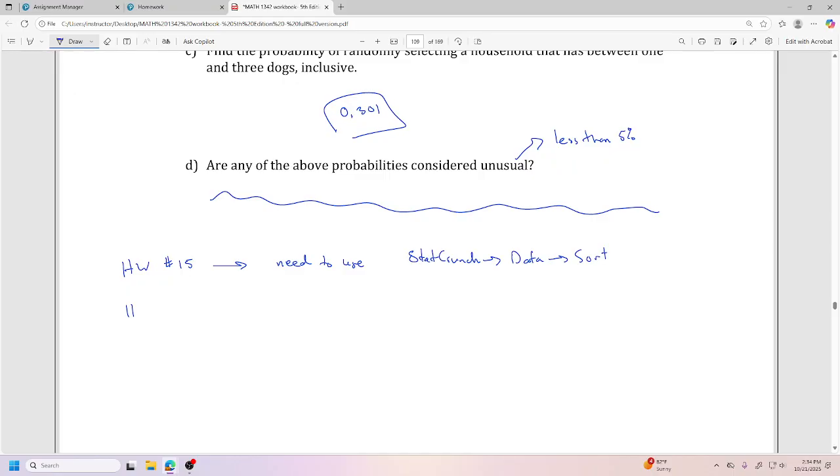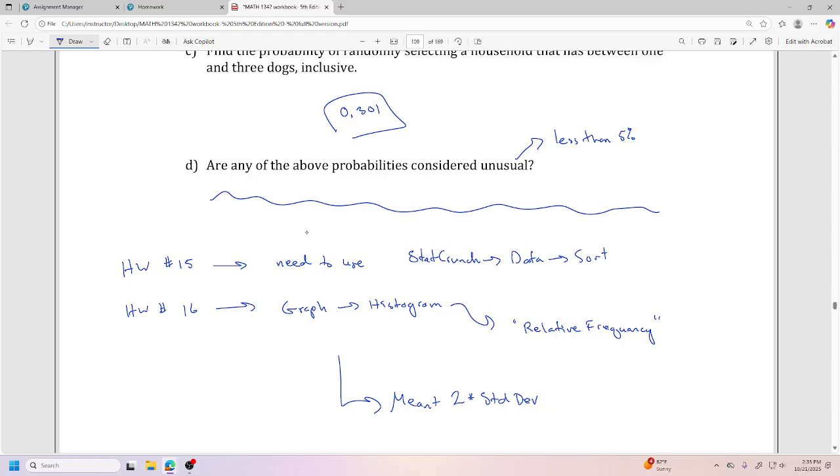Again, I want to show you that one in particular because I found it was very difficult. Number 16 on the homework. You need to graph and then go to histogram. And inside of that menu, they have a selector for relative frequency. And you need to select that. Also, on this problem, there's a formula. It's something like mean plus 2 times the standard deviation. And then I say to use a table.